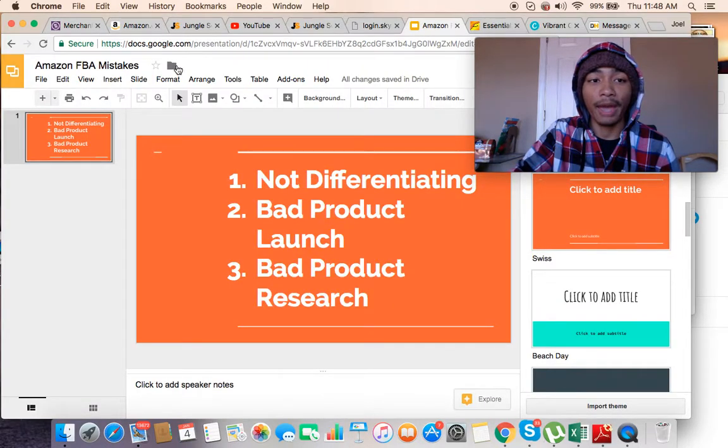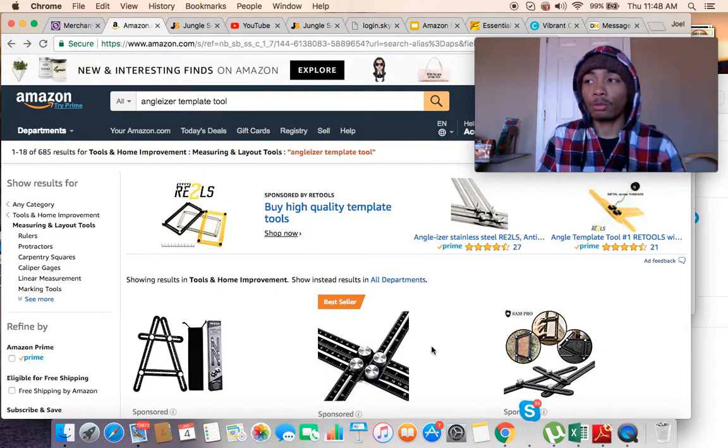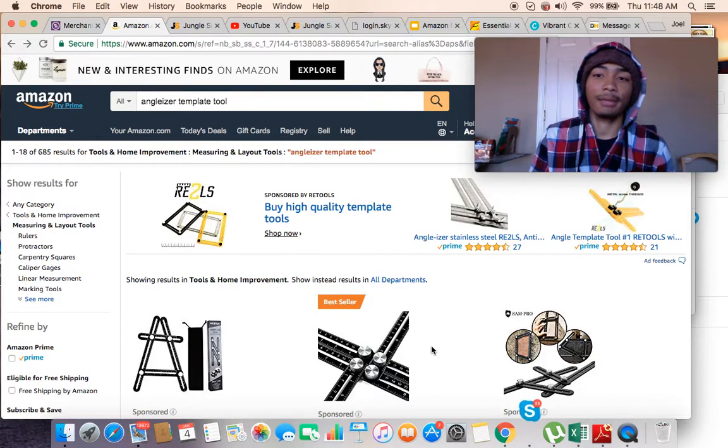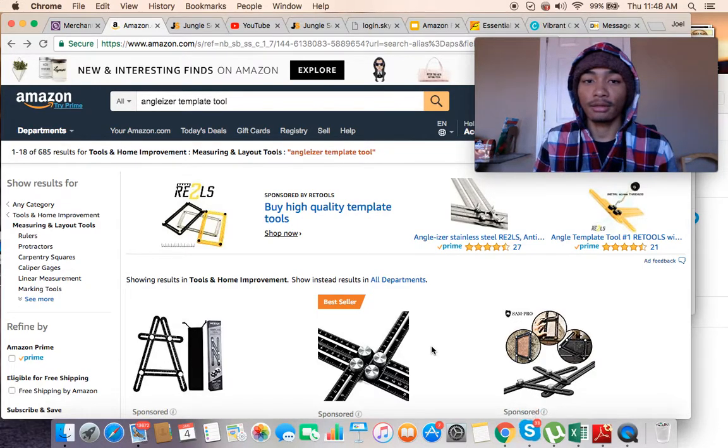All right, so bad product launch. So what do I mean by product launch? A lot of people get into Amazon FBA, and this is another mistake that I made: once you get into the market, you can't expect to just throw your product up there for it to start selling. Once you throw your product up there, it's going to have a very, very, very high ranking.